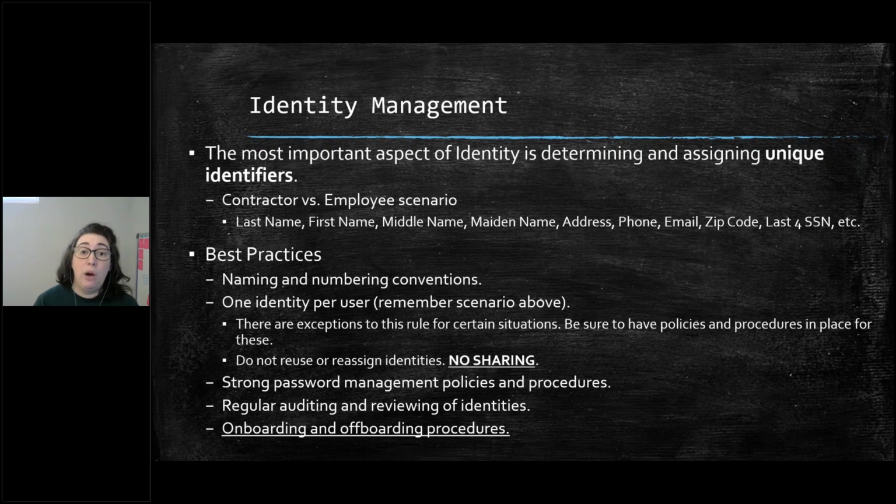Remember the scenario above, we want one identity per user. A word you're going to hear a lot is exceptions. There's always going to be exceptions to identities. There's always going to be exceptions to access management, unfortunately, especially in this day and age. So if there are exceptions to a rule for certain situations where you have a certain naming or numbering convention for contractors versus naming and numbering conventions for employees, that would be an exception. So just be sure that you have policies and procedures in place for those.